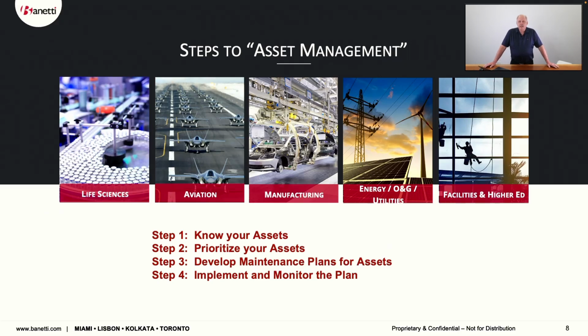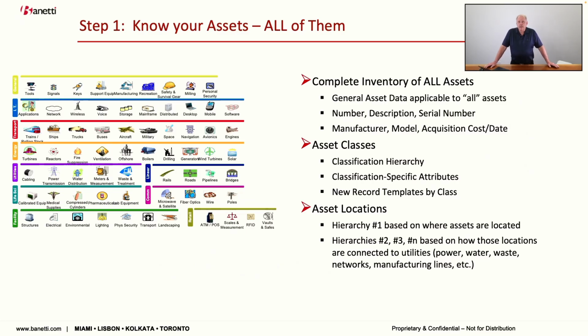Now, let's take this down to the next level. Those are the strategic context in which we operate. Let's take it down to the next steps to how do we actually do an asset management plan? First thing is know your assets. We want a complete inventory of all the assets that the organization is responsible for. And there's a set of data that's applicable to all assets.